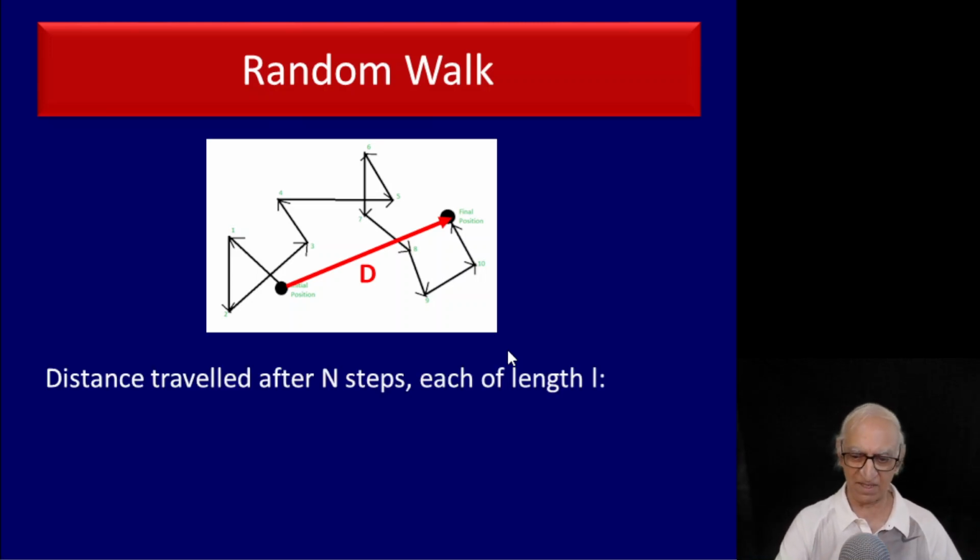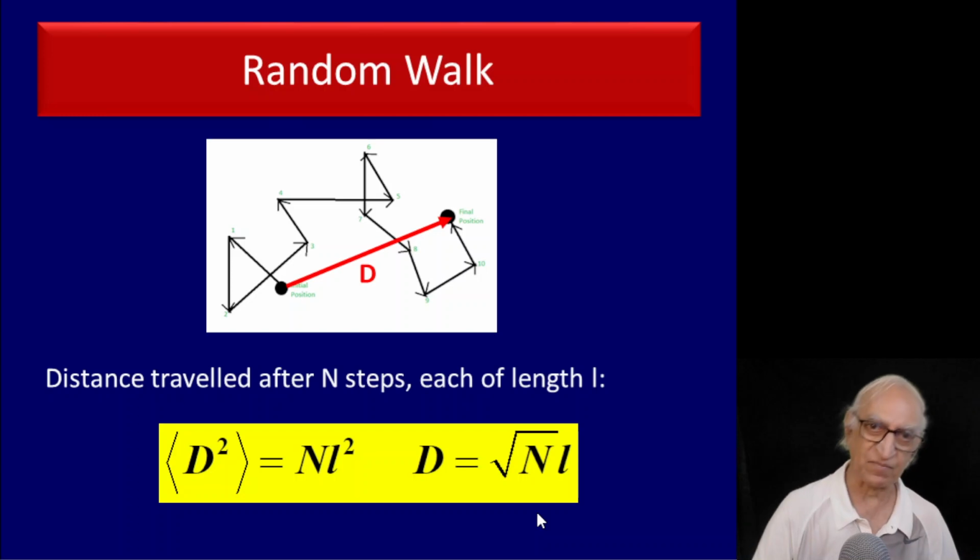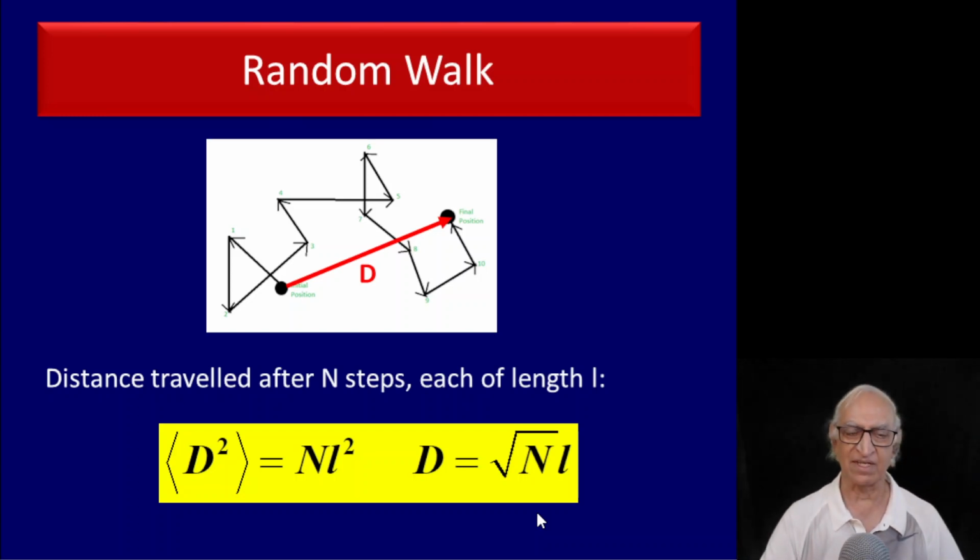And Einstein was the first person, as far as I know, in his famous paper on Brownian motion in 1905, to deduce this formula that the distance traveled after n steps of random walk, each step of length l, is not equal to n times l, but it is equal to square root of n times l. So it's much less than n times l.